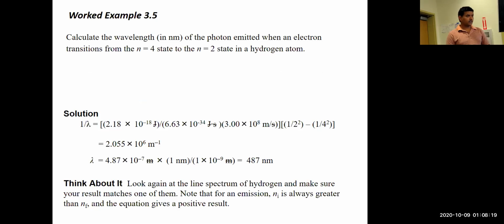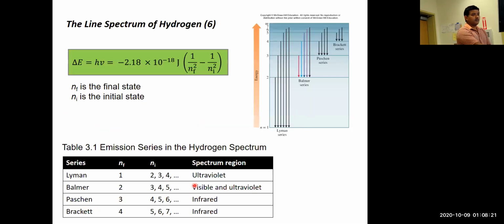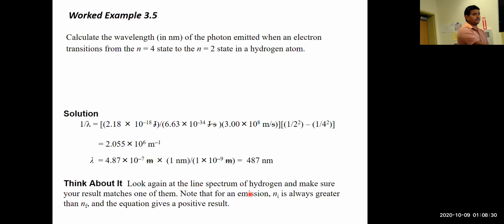Right? What series did we just discuss it under? From n=4 to n=2. Probably the Balmer series, so it could fall under either visible or ultraviolet. Let's see.